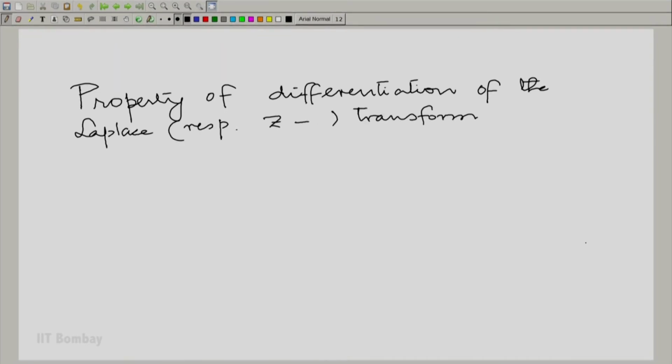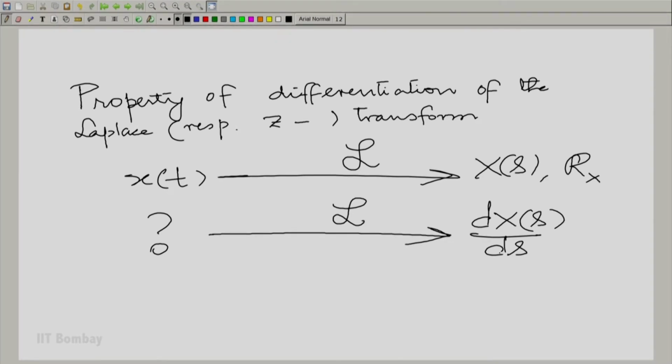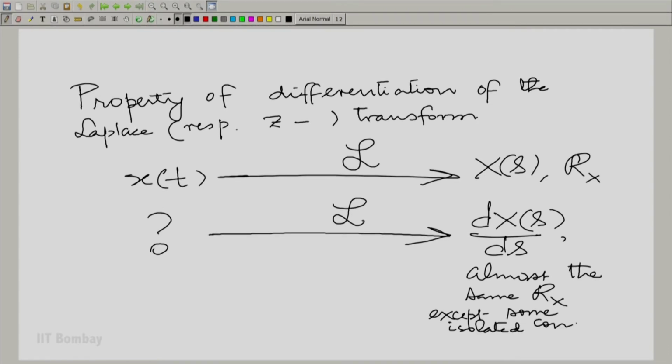In other words, let x of t have the Laplace transform capital X of s with a region of convergence R x. The question we are asking is, what happens if I differentiate in the s domain? So, what is it that has a Laplace transform dX(s)/ds with almost the same ROC? We will explain what we mean by almost the same, except some isolated contours perhaps.